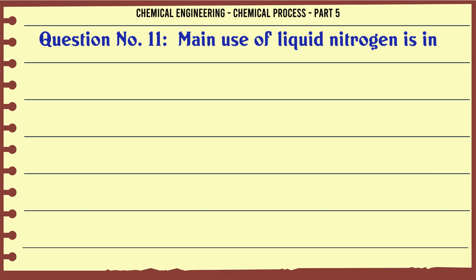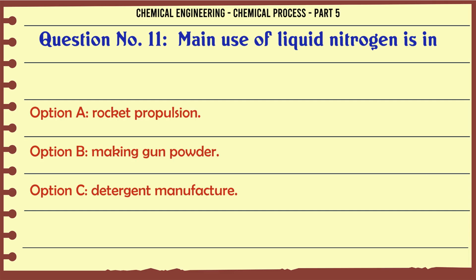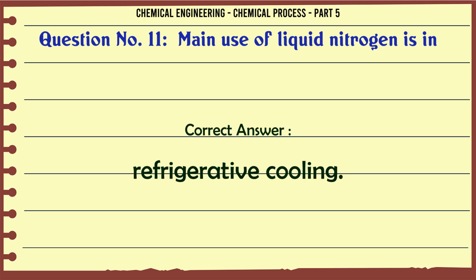Main use of liquid nitrogen is in A. rocket propulsion, B. making gunpowder, C. detergent manufacture, D. refrigerative cooling. The correct answer is refrigerative cooling.